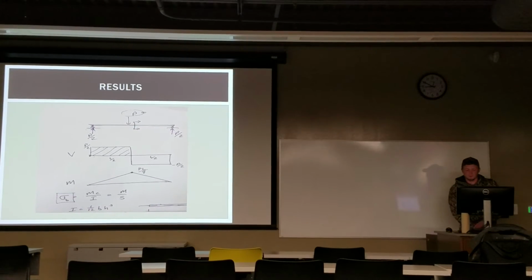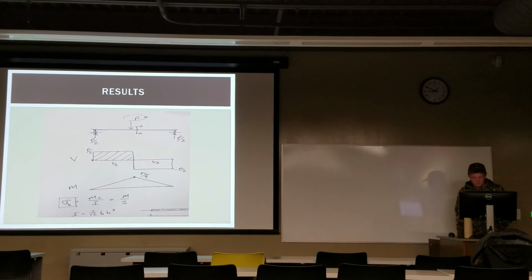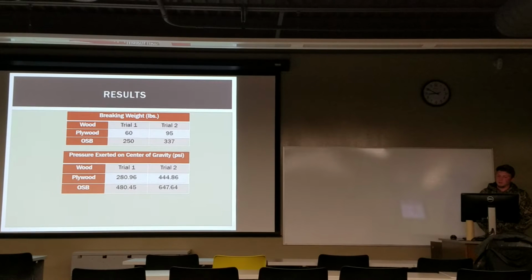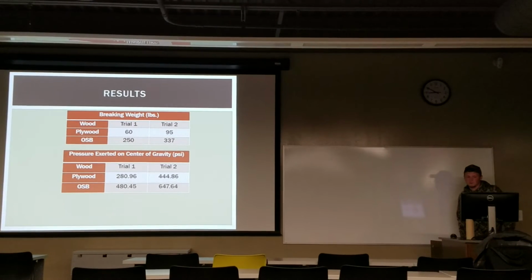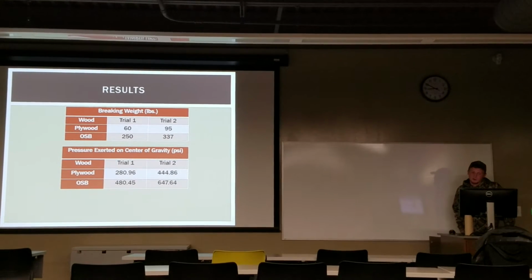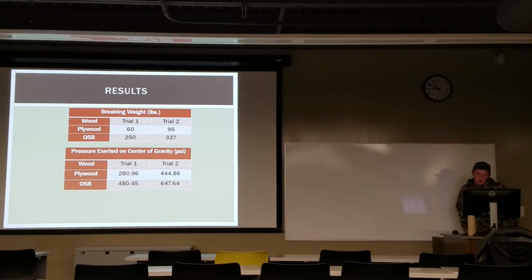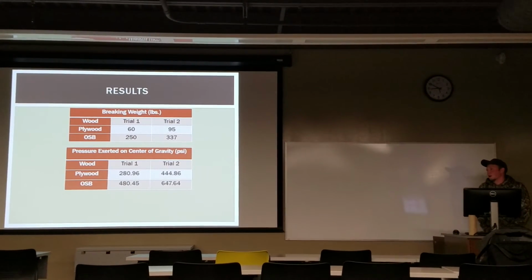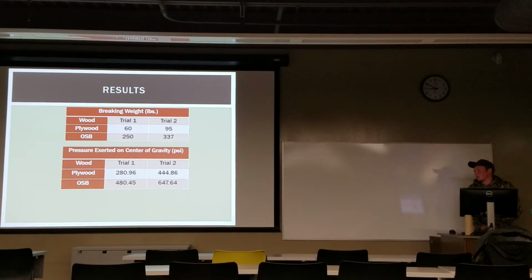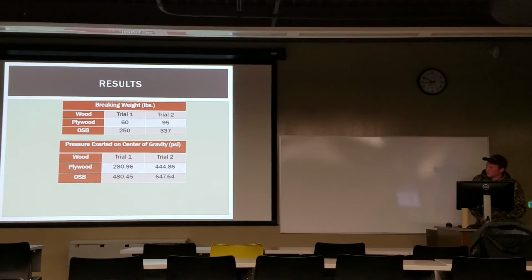So I, for this one, was a rectangle, which turned out to be 1/12 times the base times the height. For the plywood, I ended up getting 60 pounds and 95 pounds. And for the OSB, I got 250 pounds and 337 pounds. So you can already see that the OSB was holding a lot more weight than the plywood. And I could calculate the PSI on the board just in the area of the size of the weight that was on there. So I calculated the PSI for each one.